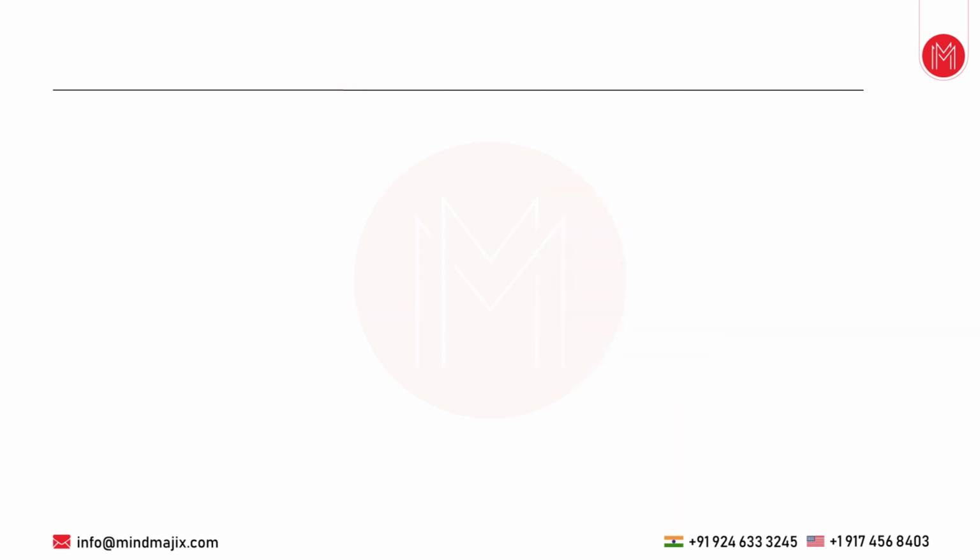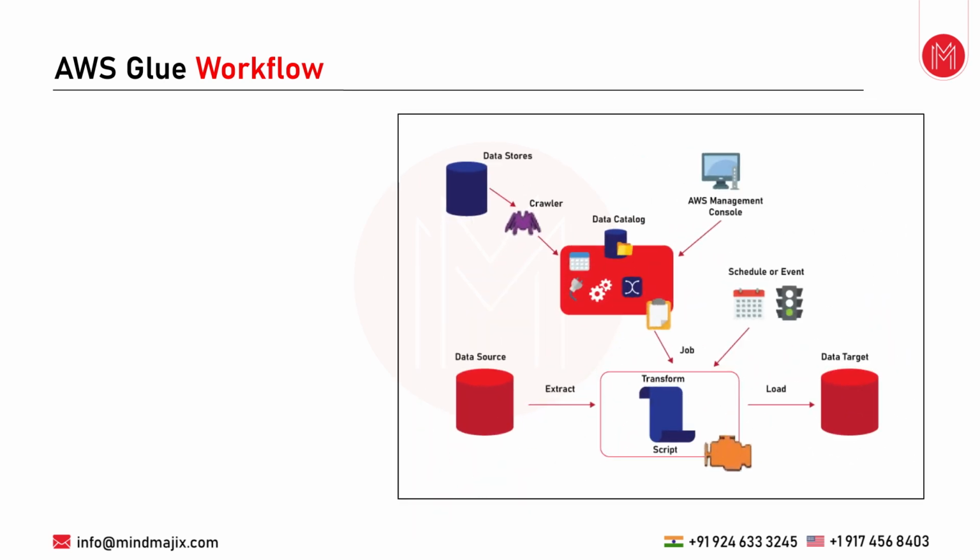Okay, so now let us move ahead and discuss the most important part of this session, which is the AWS Glue workflow. As you can see on the screen, this is the image. So what is this image? This image basically represents the AWS Glue workflow, that is, what are the steps available in AWS Glue to extract, transform, and load your data. In AWS Glue, you define jobs to accomplish the work that is required to extract, transform, and load the data from a data source to a data target.